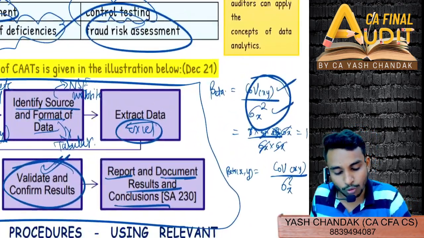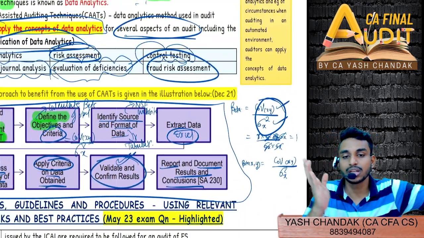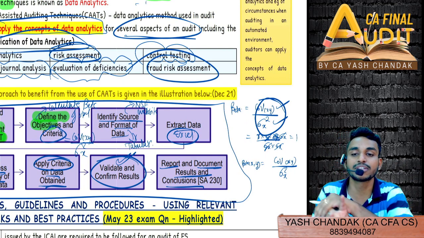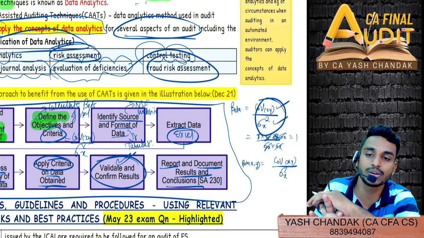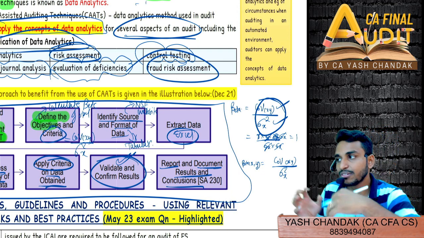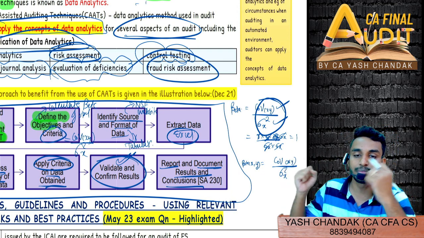So again, beta, I told you what to calculate. What can we do? First of all, we'll define the objective. Objective is to calculate the beta. Then we'll define our criteria. Criteria is what? COV xy divided by sigma square x, our formula, right? And then we'll identify the source. The source is NSE website, Money Control website.